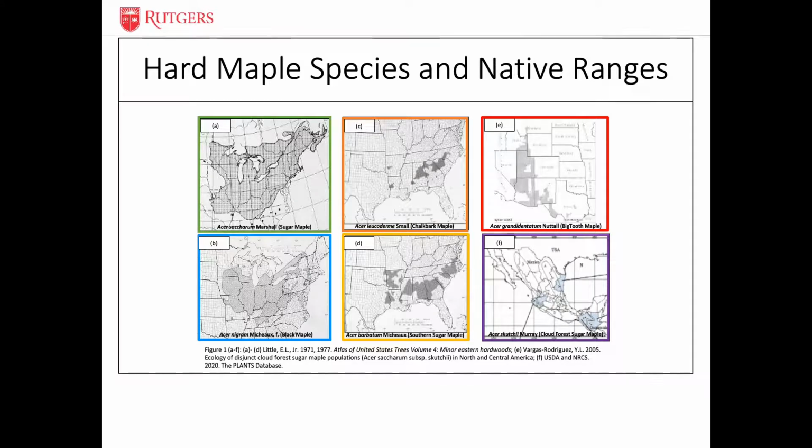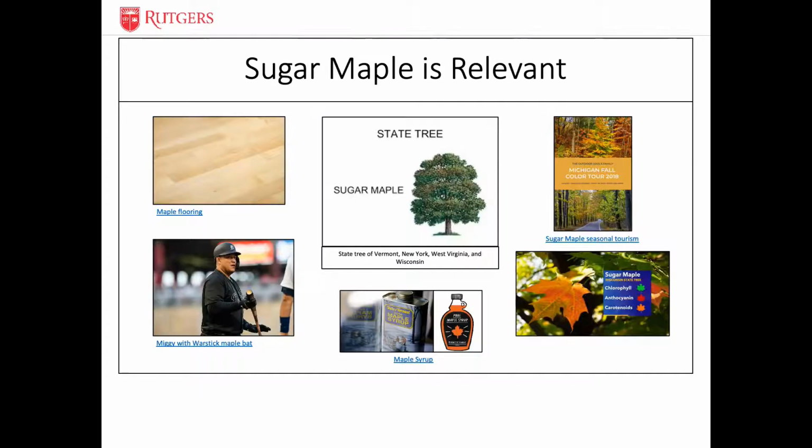Hard maple species express a high level of plasticity, enabling them to adapt into environments that vary in elevation, hydrology, soil type, average annual and monthly temperature, and seasonality. Sugar maple is by far the most recognized of the hard maples. Images on the slide here are examples of the cultural, ecological, and economic value of sugar maple worldwide.